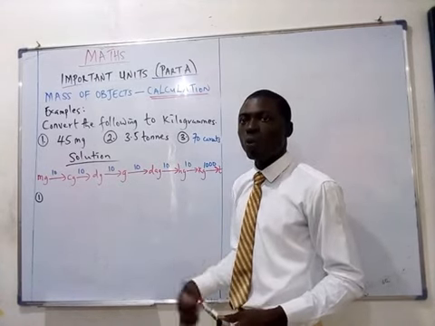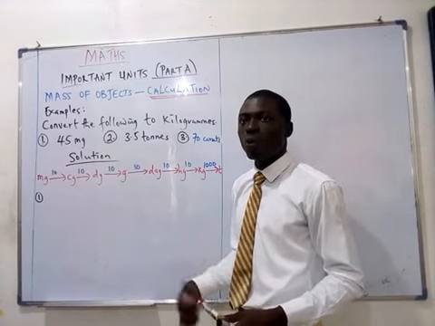Now, the first question says we should convert 45 milligrams to kilograms. If you look very well, milligram is at the back and we want to change it to kg, which is at the front. So what are we going to do? Changing from back to front, we divide. This is because milligram is the smallest unit of mass, while ton is the biggest, the heaviest.